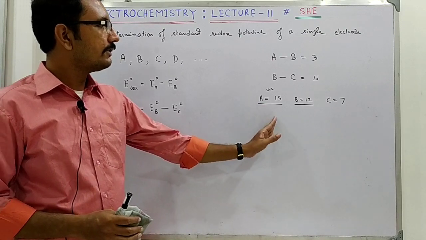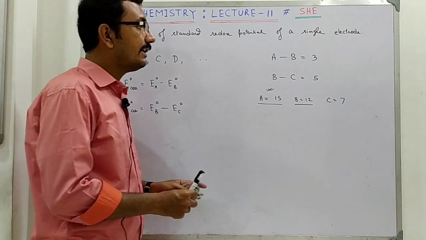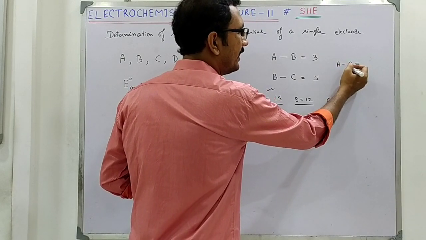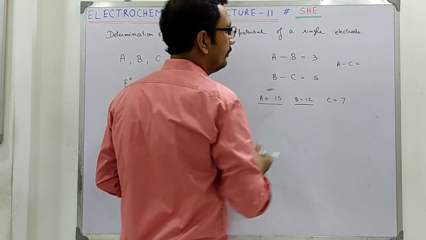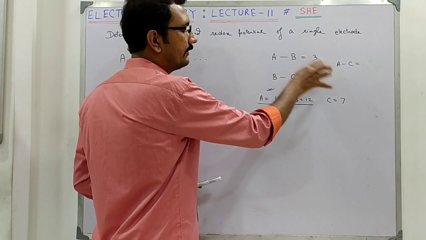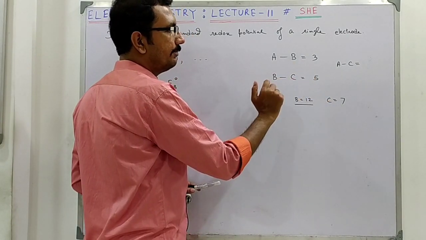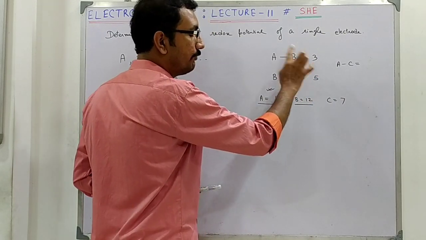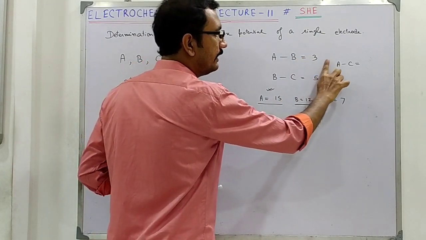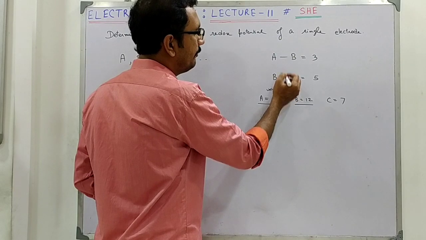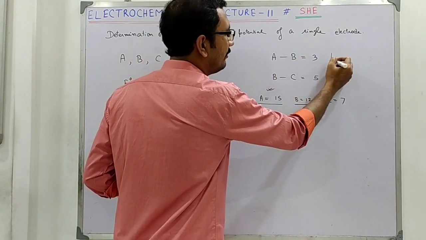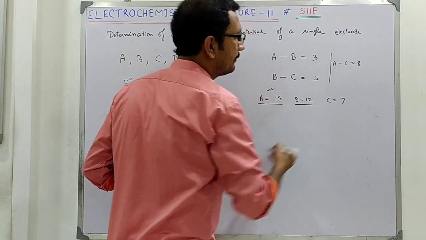Now here at this point someone will ask that if I connect A and C, then you will get another equation, that is A minus C. So there are 3 equations and 3 variables that we can solve. Now see, we can get A minus C from these two also. See, if we add these two, what we will get? This B will cancel and we will get A minus C equal to 8.